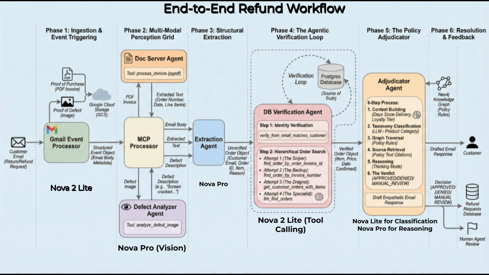Then, DB verification becomes agentic. It selects the right tools to find and confirm the order, and if no match exists, an LLM writes targeted SQL queries to retrieve likely orders and route the case to manual review. Finally, the adjudicator consults the Neo4j policy graph, cites policy evidence, and returns an auditable verdict, approved, denied, or human review, with a drafted response back to the customer.